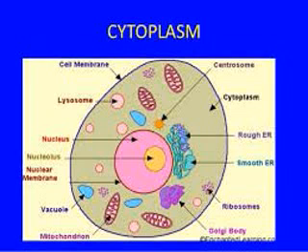Cytoplasm. The region of the cell between the plasma membrane and the nuclear membrane is called the cytoplasm. It consists of a watery part called the cytosol with various cell organelles in it. Each of these organelles is associated with a specific function or activity.